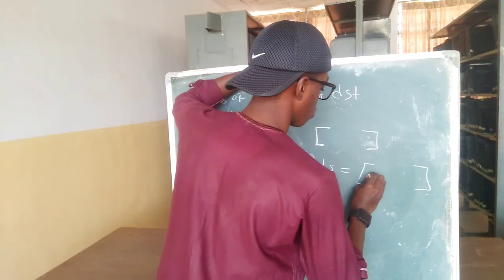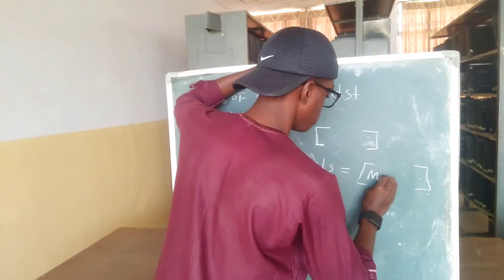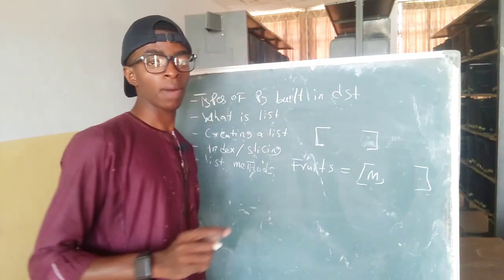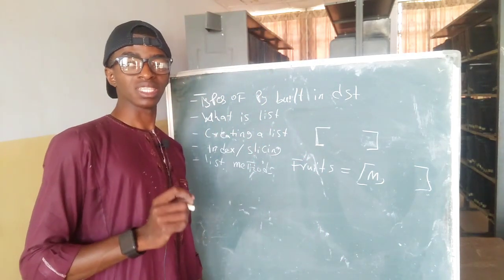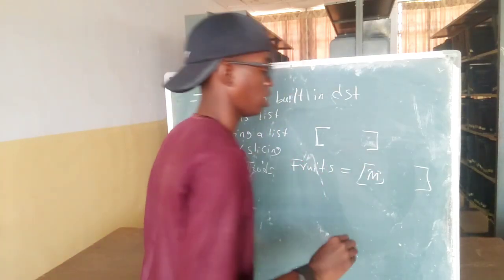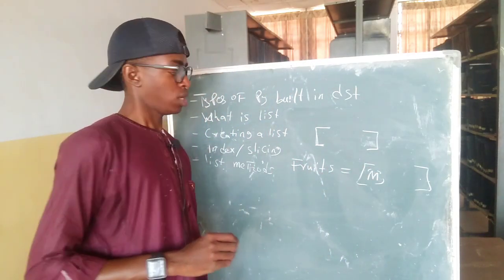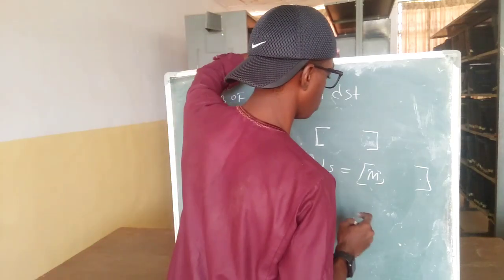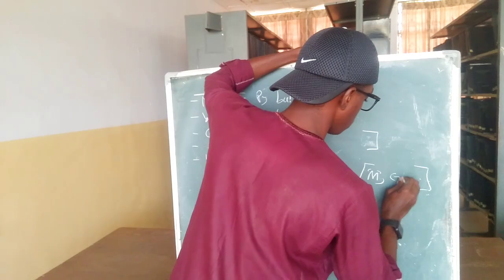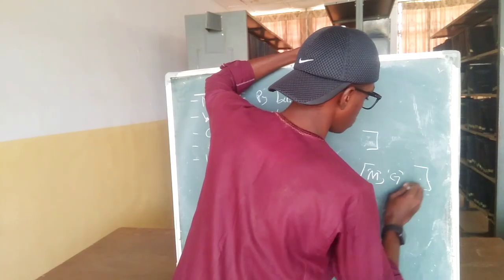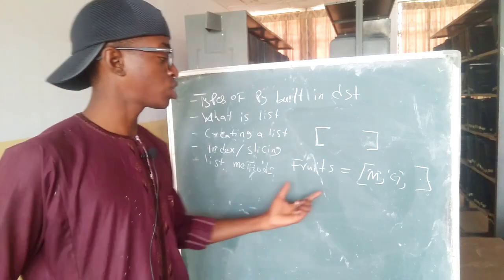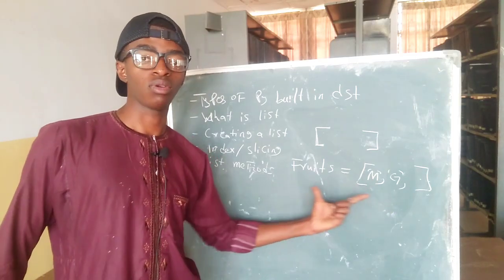If I put fruit 1, let's say mango, M, then I will put a comma. Remember, if you are storing a string, you have to put it in quotation marks like this. Then let's say I want to add another one, then I will write maybe guava, comma, and so much more. So this is how we create a list inside your Python program.